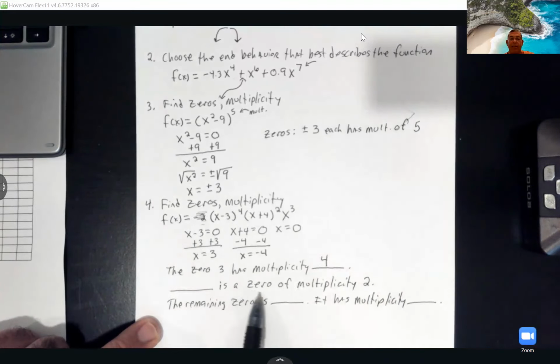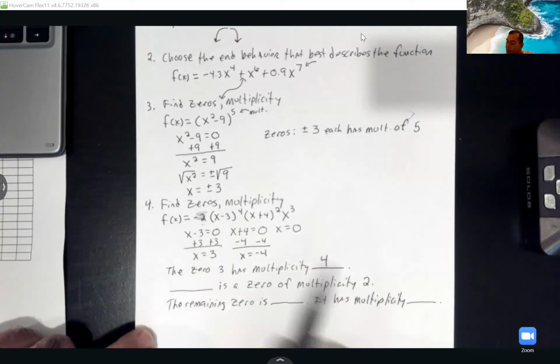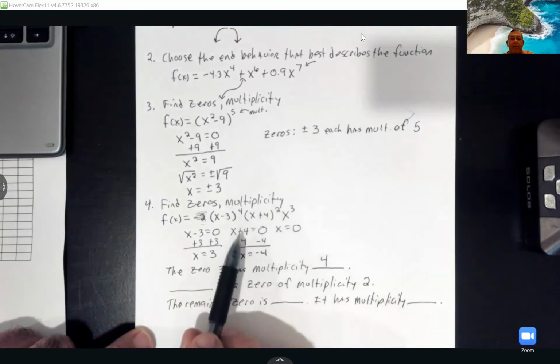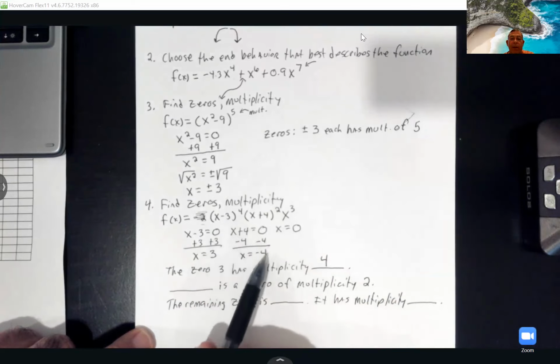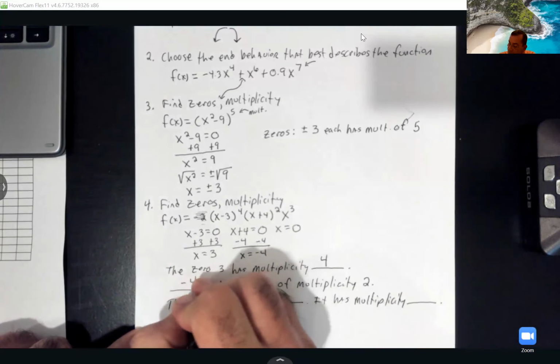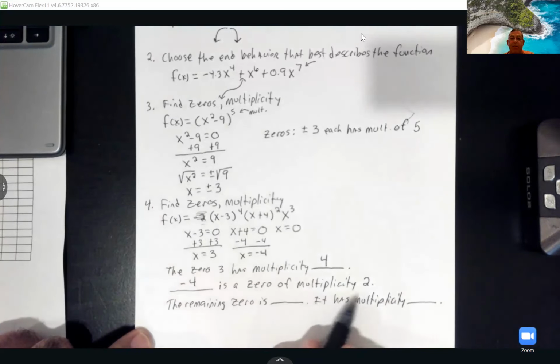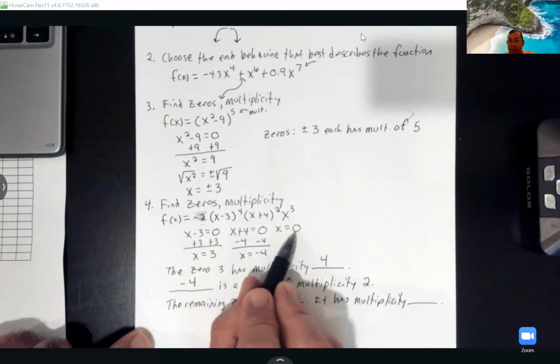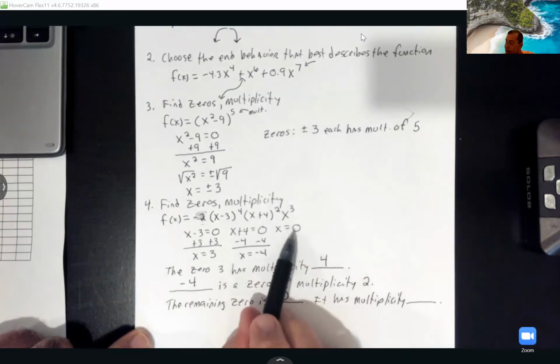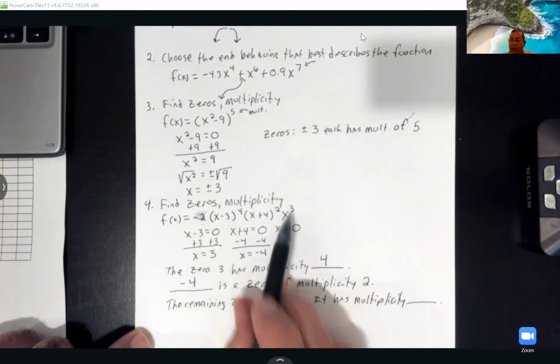Then it says blank is a 0 of multiplicity 2. Well, the multiplicity 2 is the exponent following the x plus 4 factor. So we go down here where we solve the x plus 4 equals 0, and we got -4. So that means -4 is a 0 of multiplicity 2. That means the remaining 0 is 0. And it had a multiplicity of 3.